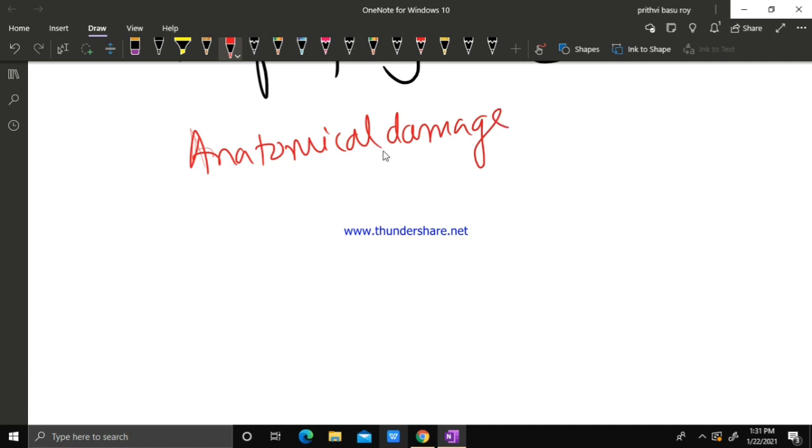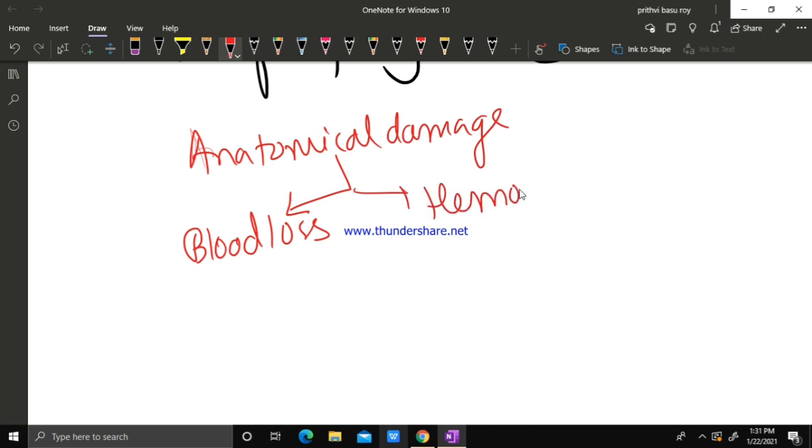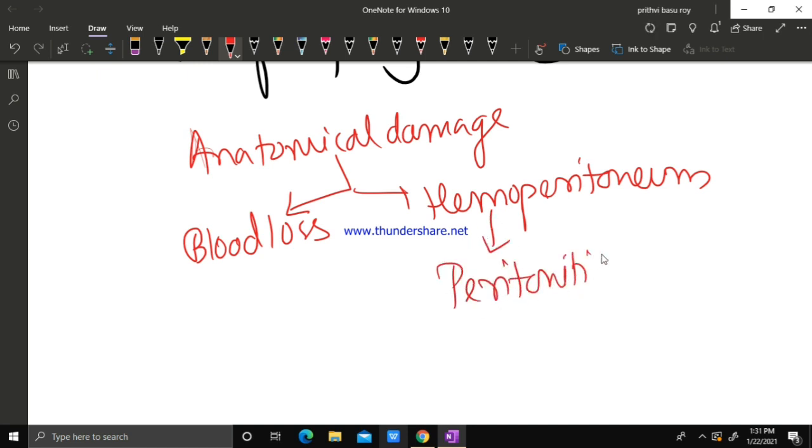Anatomical damage is there, which has caused blood loss and which has caused hemoperitoneum. We know this, hemoperitoneum. Now bacteria and all is there, and that will cause peritonitis, and it'll again lead to sepsis. You know this routine. And this blood loss has led to hypovolemic shock. You have already seen it here.